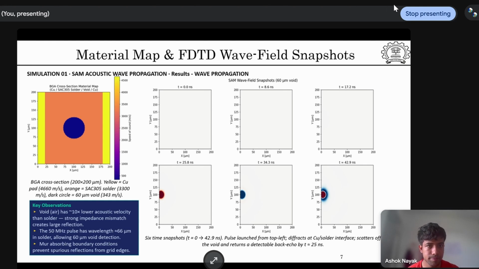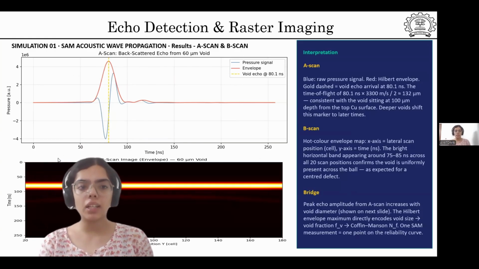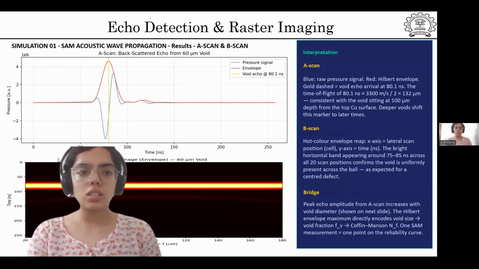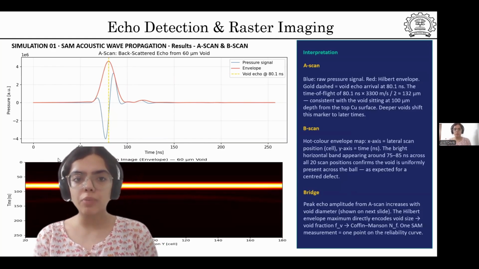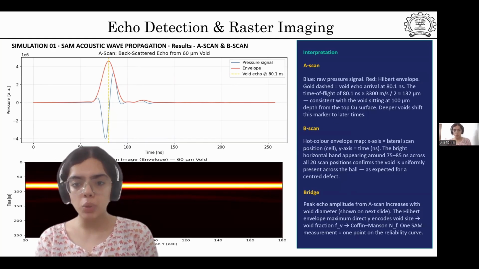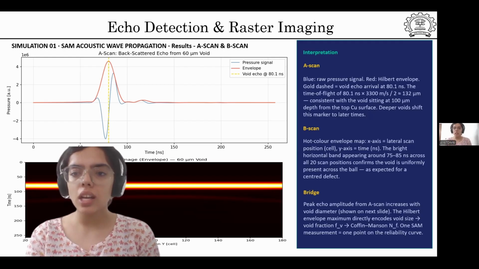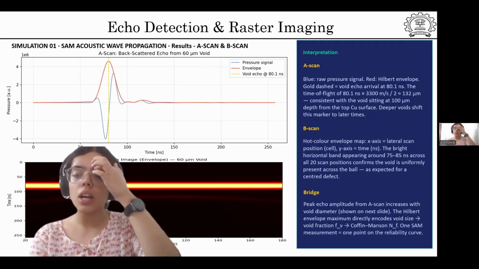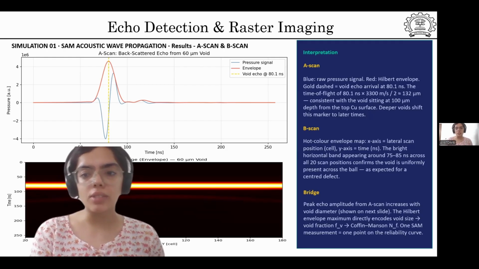Thank you. Hi, I'm Dhriti Mandar, and I'll continue with the simulations. That is the simulation of the SAM acoustic wave propagation and its results. The top plot is the A scan. Blue in this graph is the pressure signal, red is the Hilbert envelope, and the gold dashed line marks the void echo arriving at 80.1 nanoseconds.